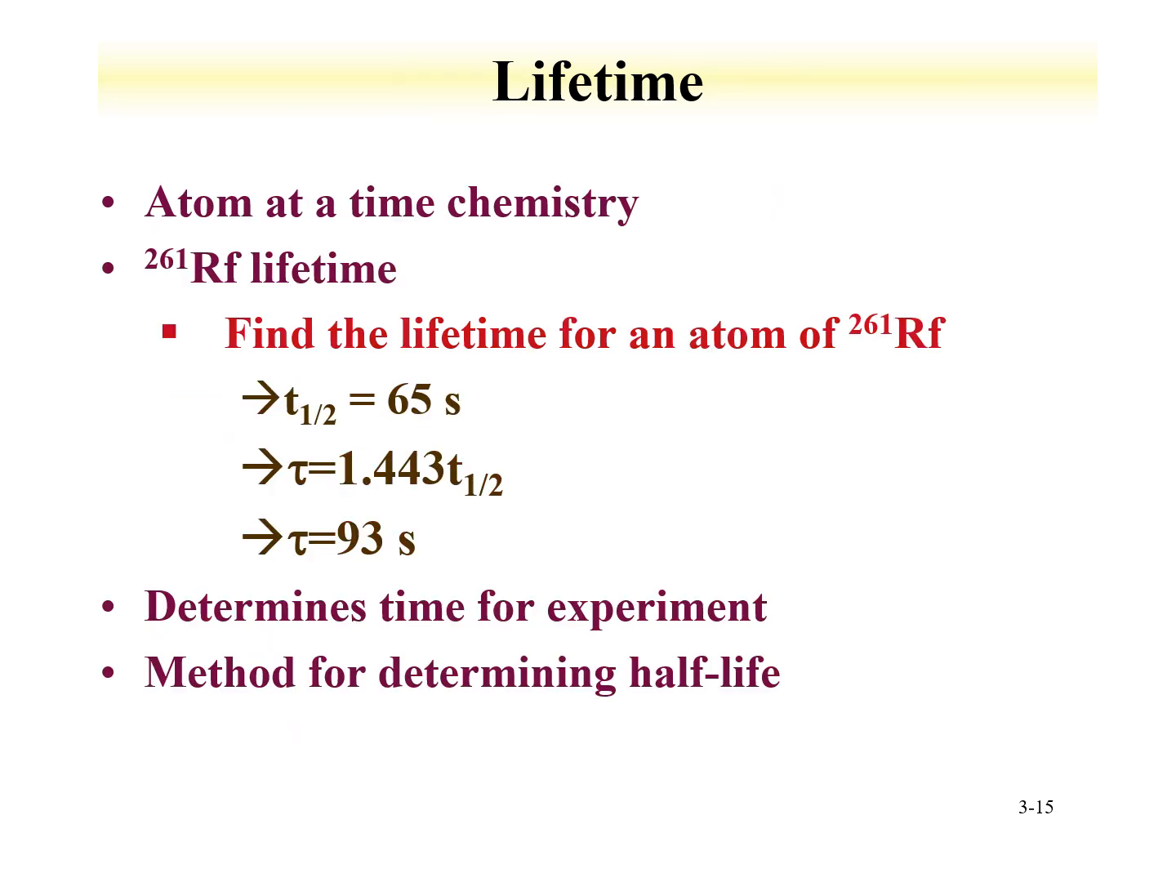So a final example of a calculation from the equations that we've covered in part 1 of this lecture is the lifetime. Let's look at an example of atom-at-a-time chemistry, Rutherfordium-261. What's the lifetime of this atom? Half-life is around 65 seconds. So 65 times 1.44 is 93 seconds. And this we use to determine the time for an experiment.